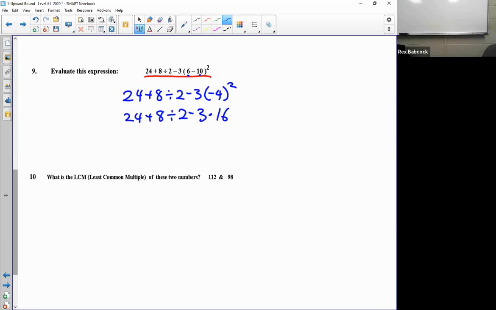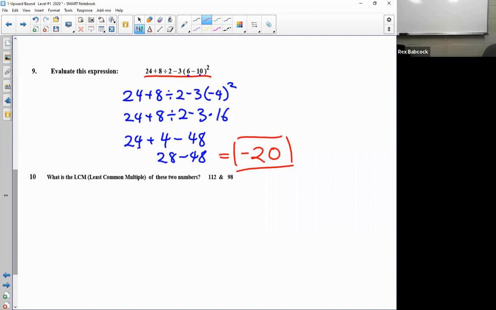Negative 4 squared is 16. Next, I would divide and multiply from left to right, so I have 24. 8 divided by 2 is 4, minus 3 times 16 is 48. Add 24 and 4 is 28, minus 48. Negative 20. Either with or without a calculator, negative 20.